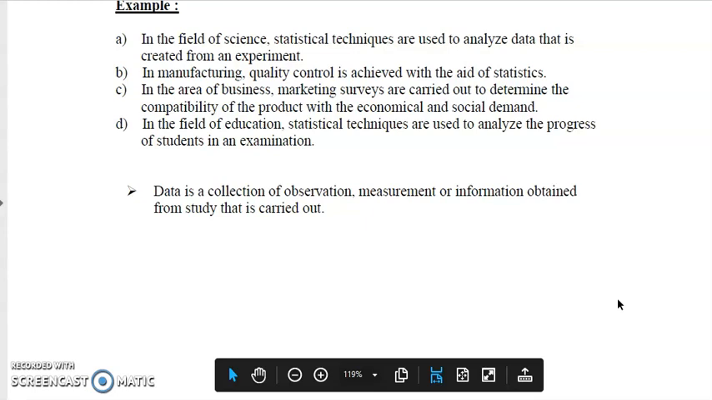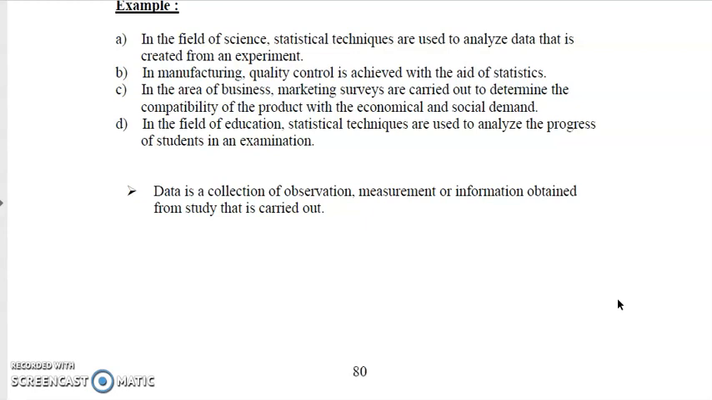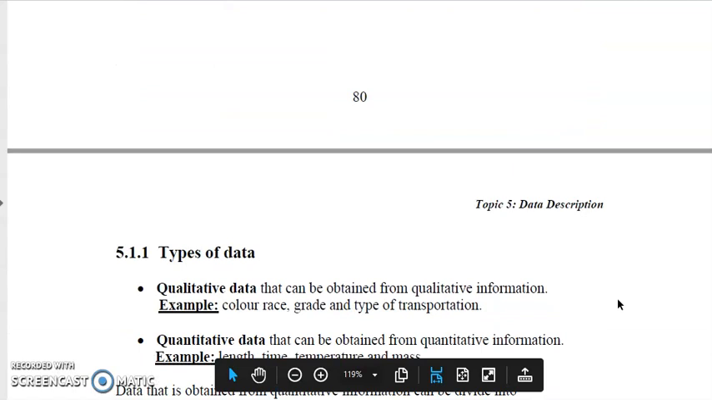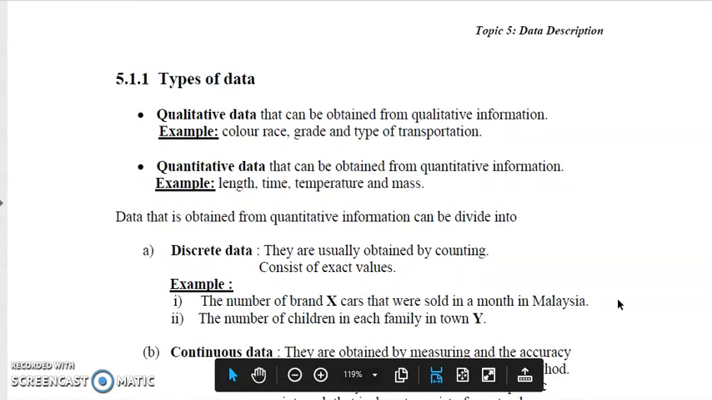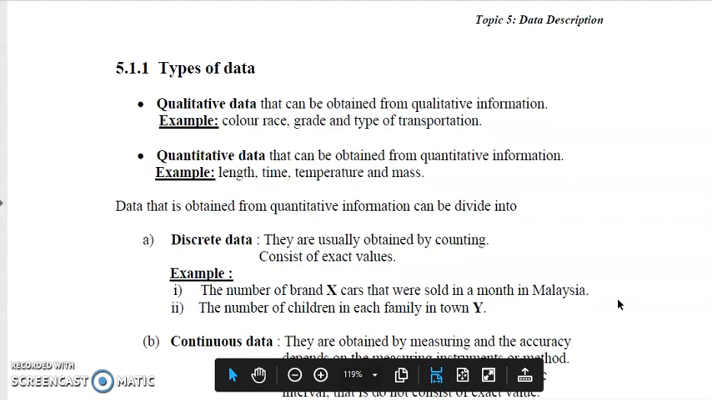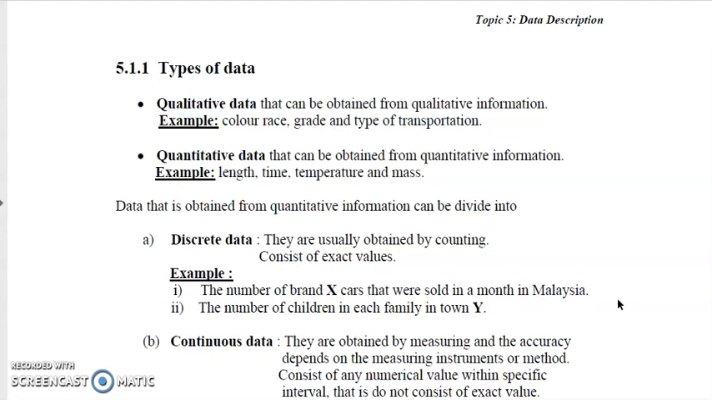Data is a collection of observations, measurements or information obtained from a study that is carried out. There are 2 types of data. Qualitative. Qualitative is what? As an example, the calories, grade, and type of transportation, or maybe your name. Let's say you are given a form, borang. You need to write your name, your date of birth. So that's qualitative data.